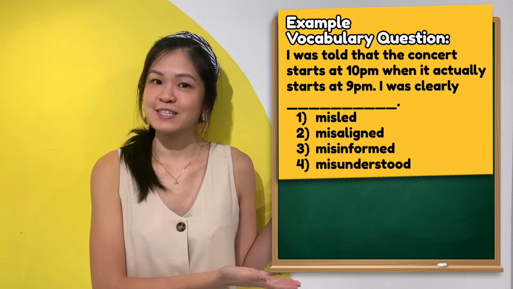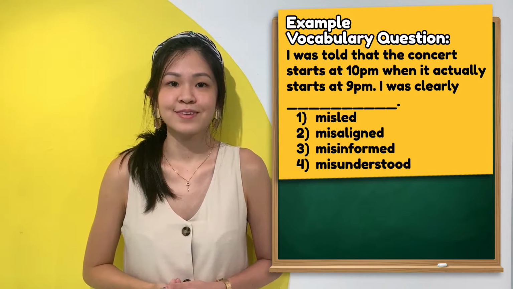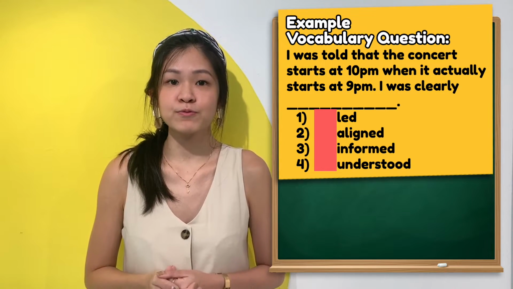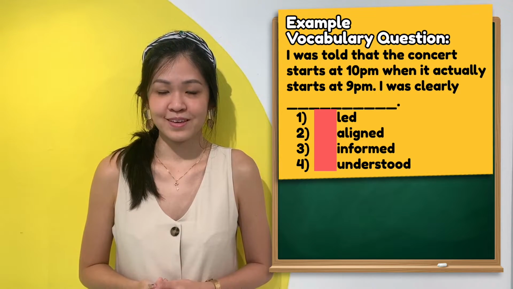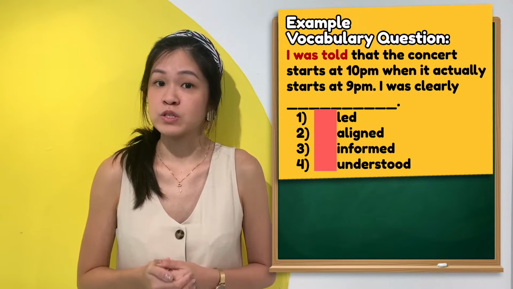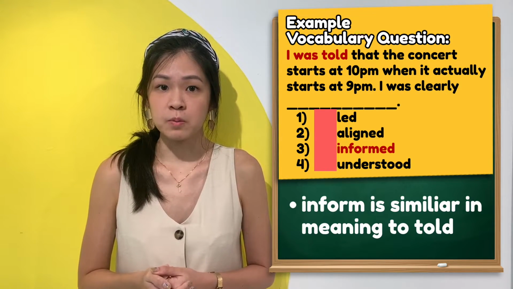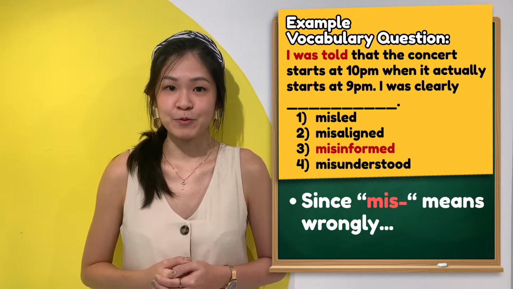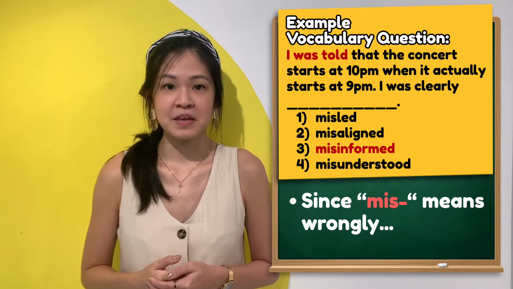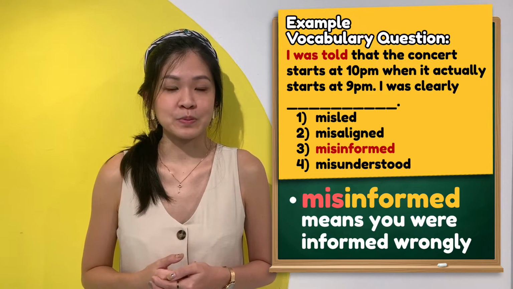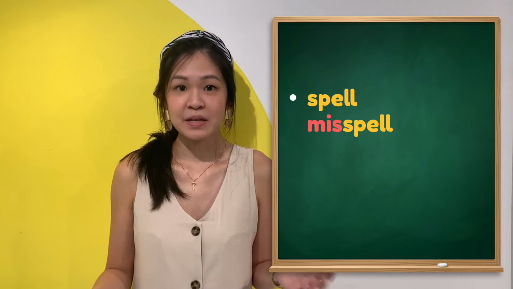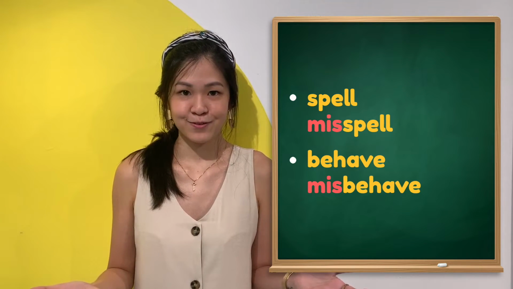Let's take a look at this vocabulary example. Firstly, it will be good to cover the prefix mis and read the root form of all the words. Since the clue here is I was told, then the word informed will have the closest meaning. Hence, knowing that the prefix mis means wrongly, then the word misinformed would mean that you were informed wrongly. Other examples would be spell, misspell, behave, and misbehave.